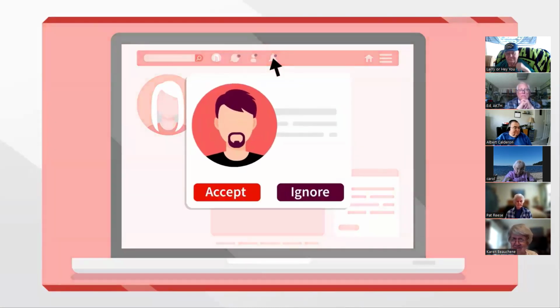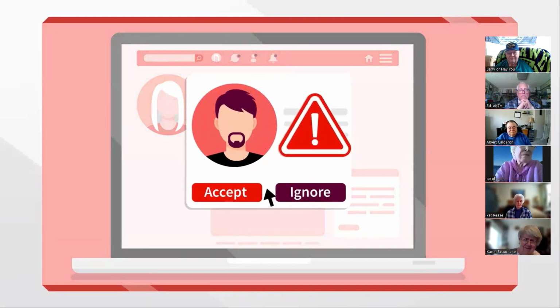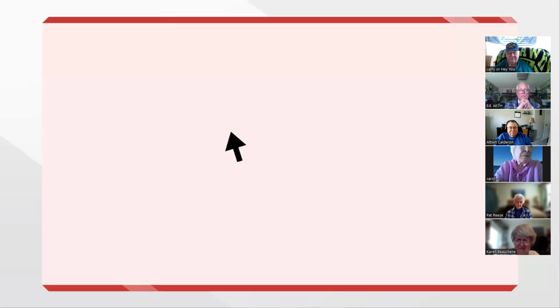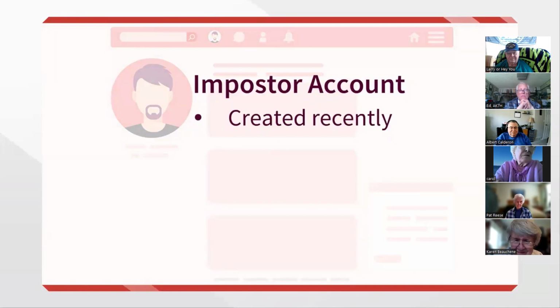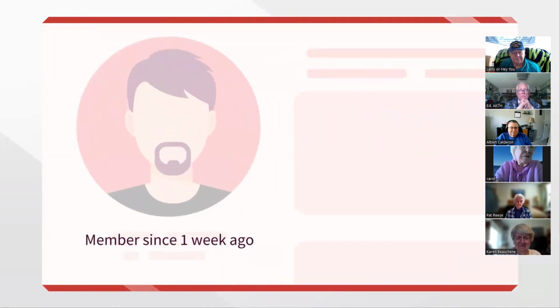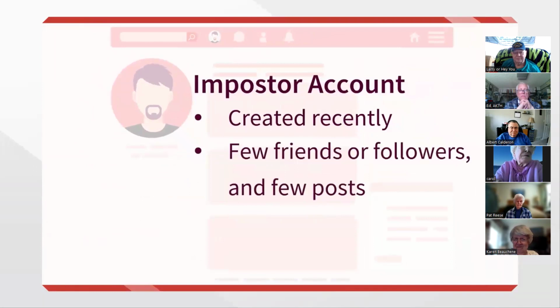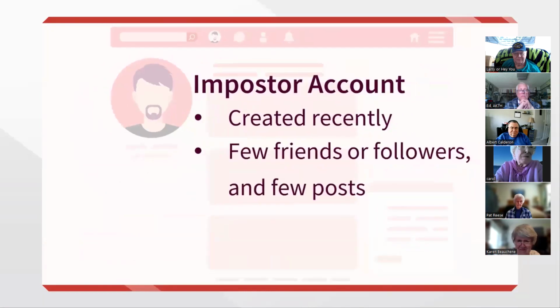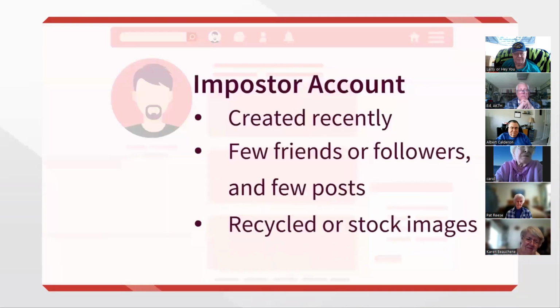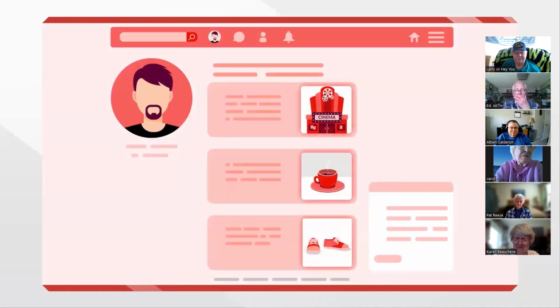You're on social media and someone you don't know wants to connect. How can you be sure this profile isn't a fake? Look for the signs of an imposter account. Sign 1. The profile has been created recently. Sign 2. They'll have few friends or followers and few posts. Sign 3. What they have posted just looks like recycled content or images. Even their profile picture may be a stock image taken from somewhere on the web.